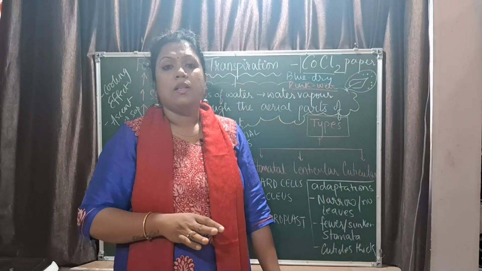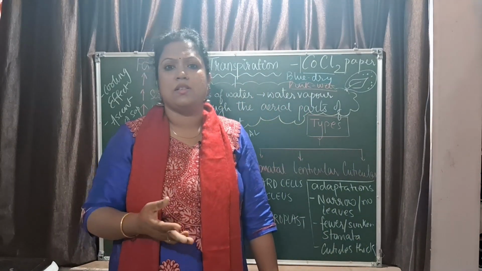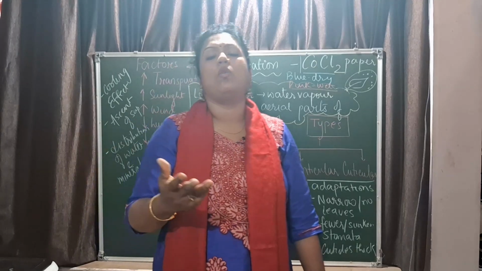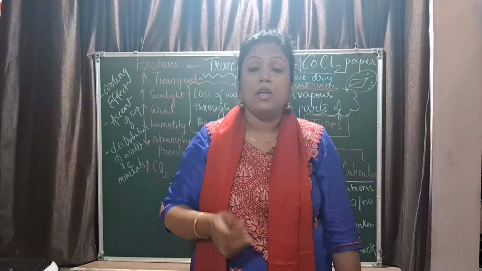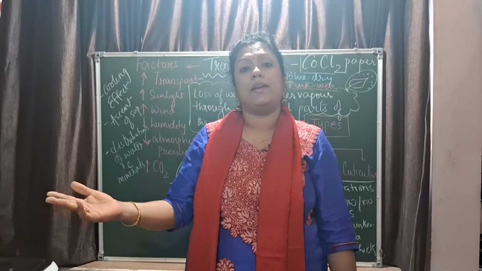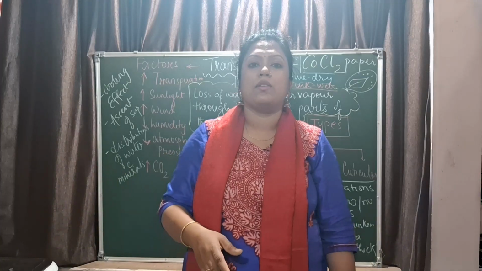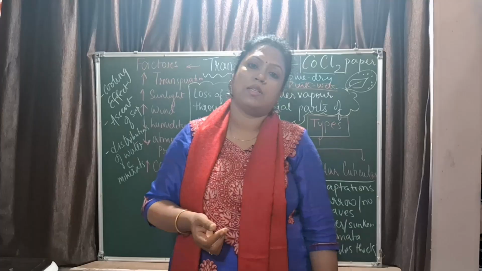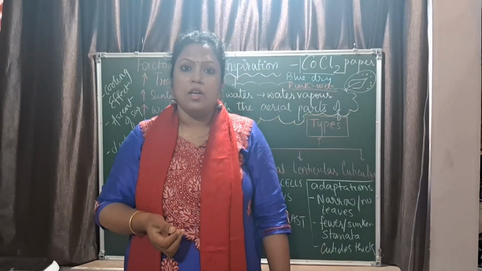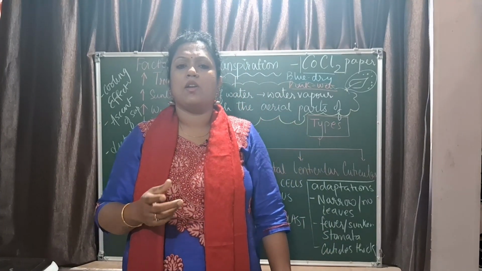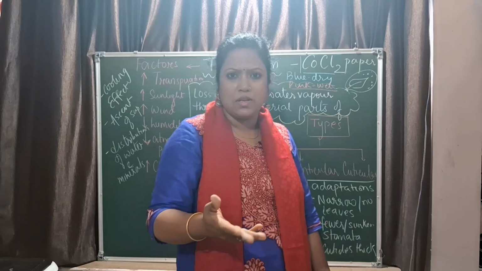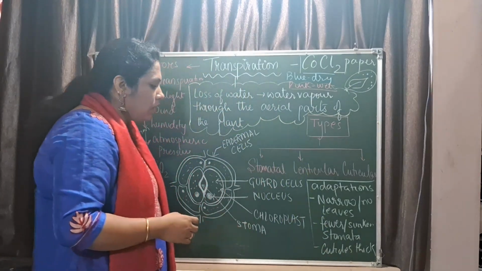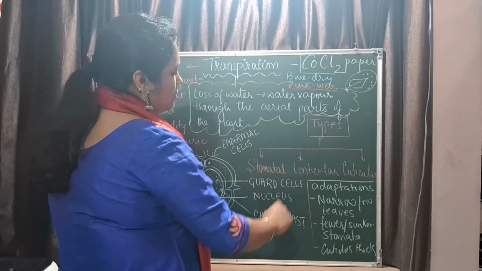Is that clear? Then there are certain plants, like desert xerophytic plants, that do not open their stomata during the daytime. They open the stomata at night time, take in the carbon dioxide, store it, and use it in the morning for the process of photosynthesis when the sunlight is there. So these special plants are called CAM plants. General awareness you should know. Okay, so this is how transpiration is all about.